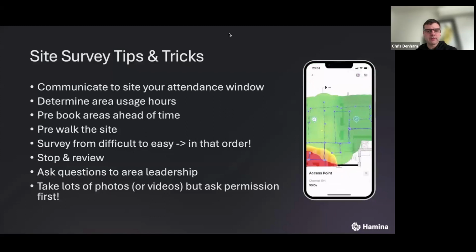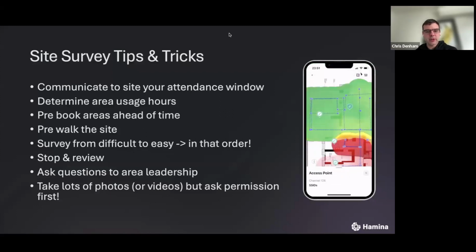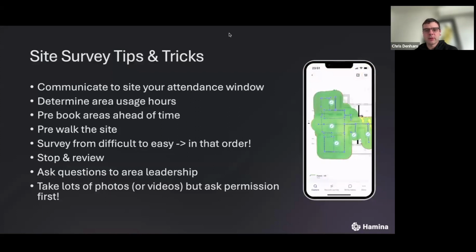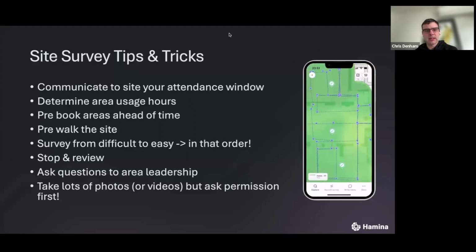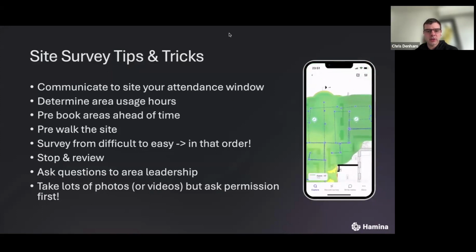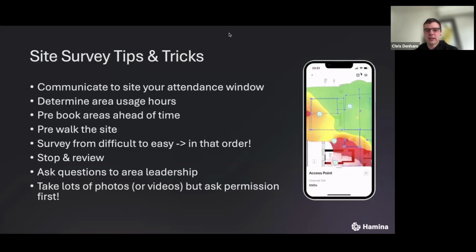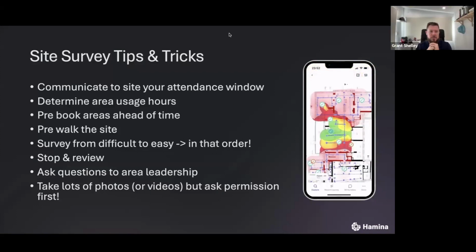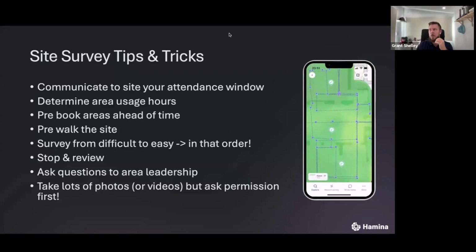Yeah, and I think the stop and review is super important, especially before you leave site. I like to leave myself notes on the floor plan if there's a room I have to come back to or something that I didn't get, and then just make sure before you leave, because it's a pain to go out again and not a good look. Yeah, absolutely.